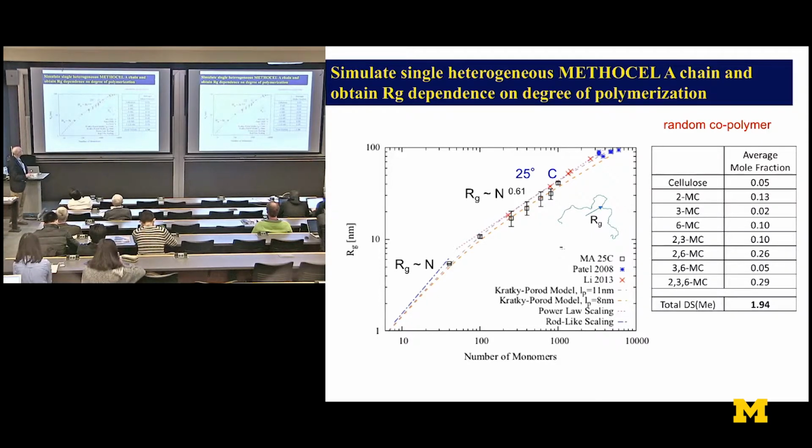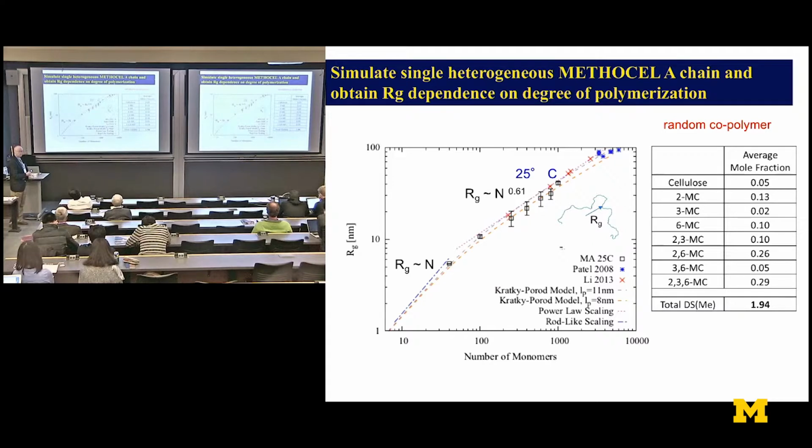This simulation is for the commercial product, which is a random copolymer of each of these 8 monomers with the methyl substitutions. So combinatorics gives us 8 different monomer types, and these are the percentages or fractions of each monomer type in the commercial product. We use those percentages in our simulated polymer to match the experimental polymer.